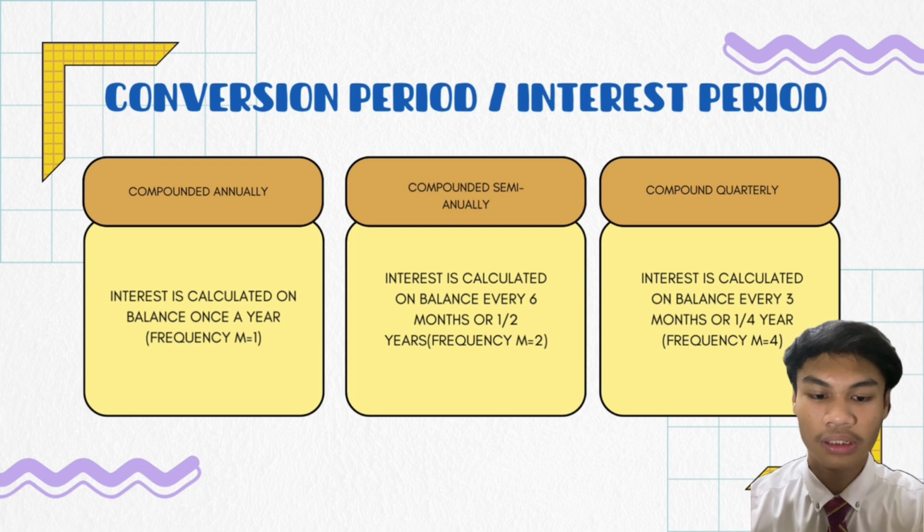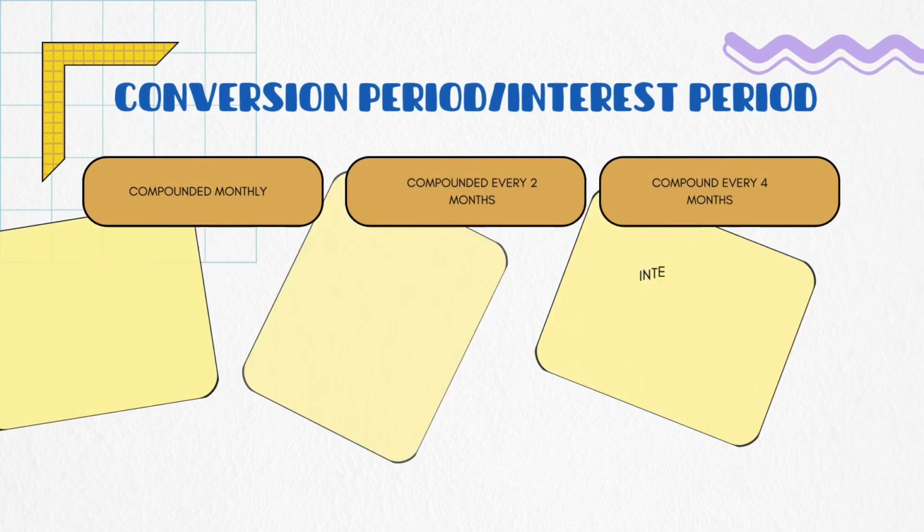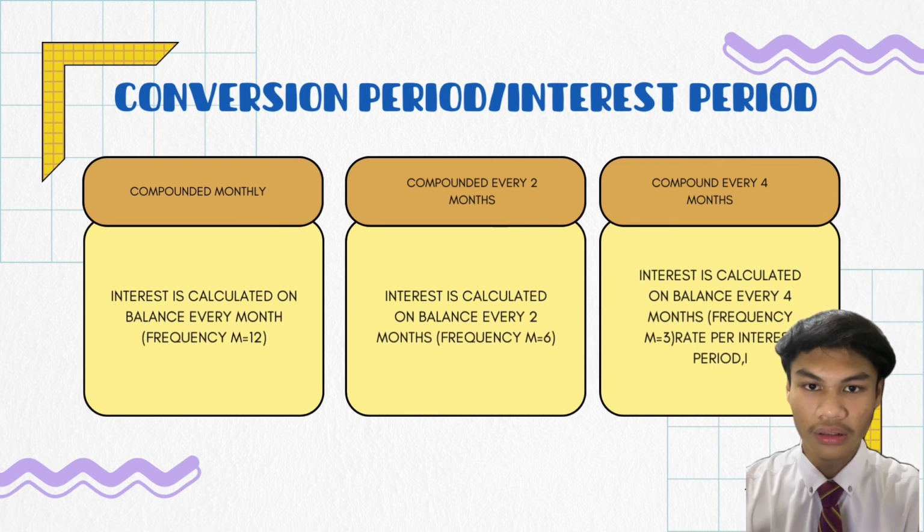Thirdly, we have compound quarterly. The interest is calculated on balance every 3 months or quarter year. The frequency M equals 4. Fourth, compound monthly. The interest is calculated on balance every month. The frequency M equals 12. Fifth, compound every 2 months. The interest is calculated on balance every 2 months. The frequency M equals 6. And the last one, compound every 4 months. The interest is calculated on balance every 4 months. The frequency M equals 3.